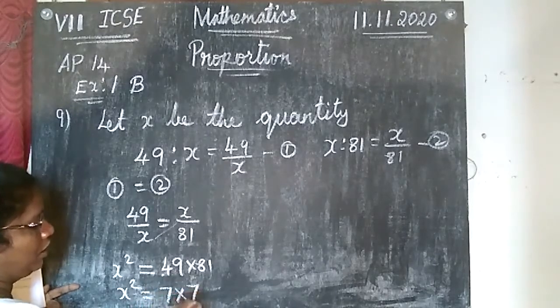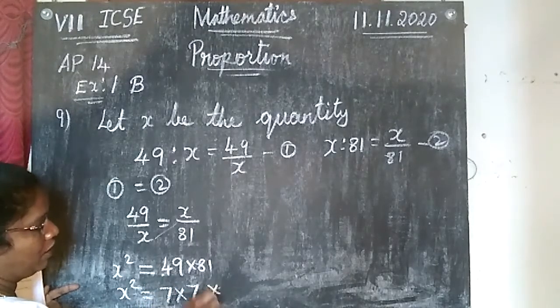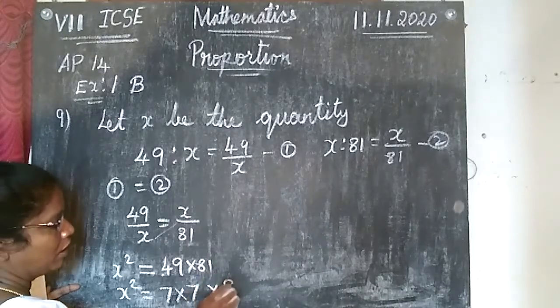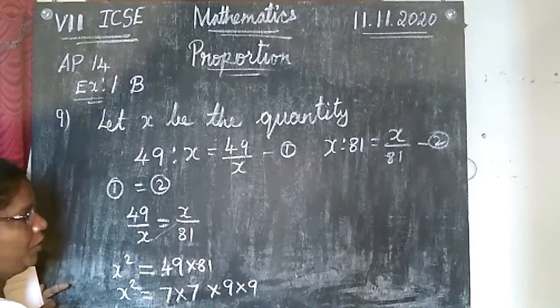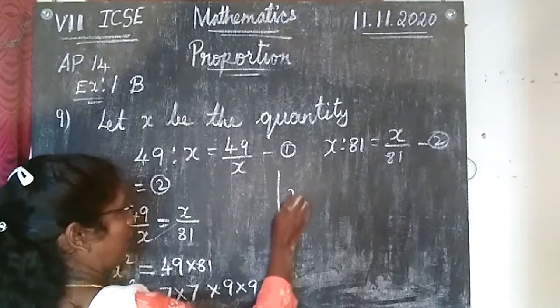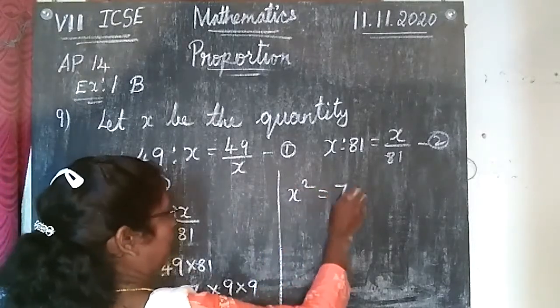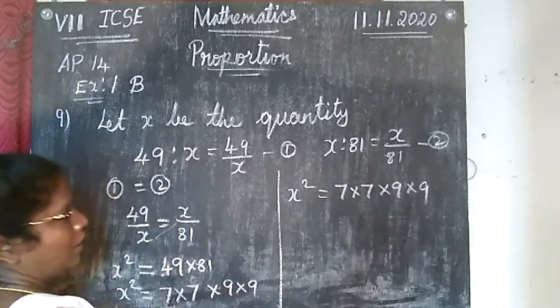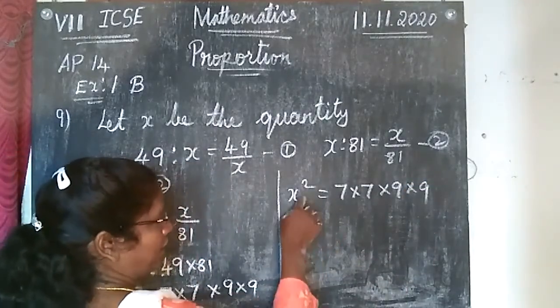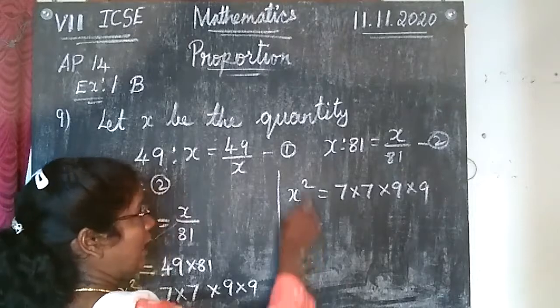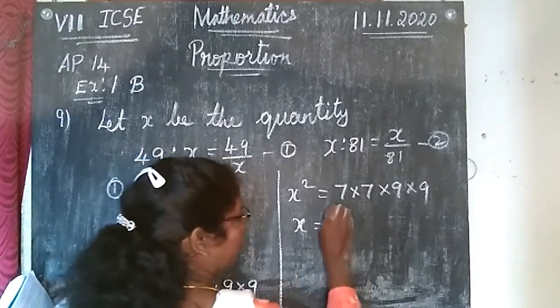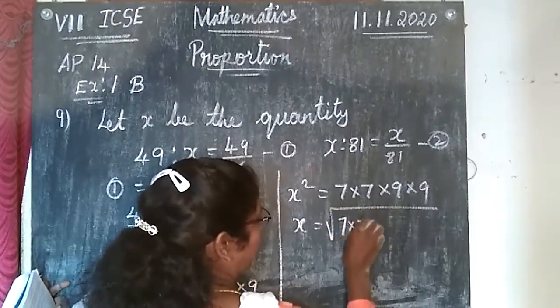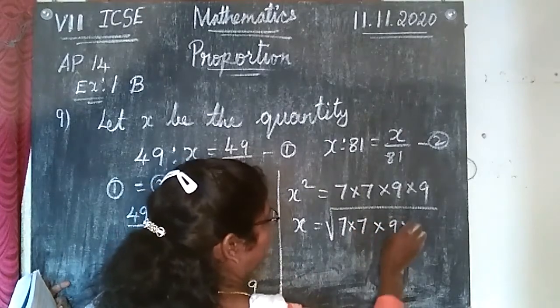How can 7 into 7 be written? 81, how can it be written? 9 into 9. So x square is equal to 7 into 7 into 9 into 9. Then what is x? Here x square is this. We must find out the quantity x. That means we need to take the square root of 7 into 7 into 9 into 9.